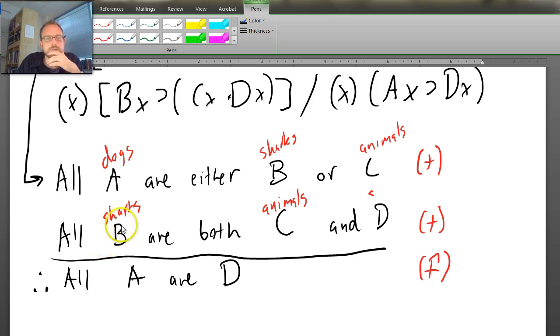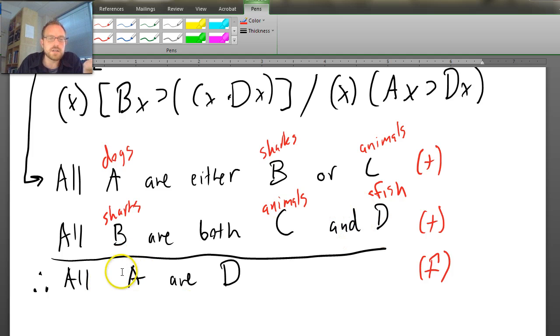Okay. So all sharks are both animals, and well, what is another thing that a shark is? A shark is an aquatic fish of some sort. So let's say fish, right? All sharks are both animals and fish. That's true. They're both within these categories.